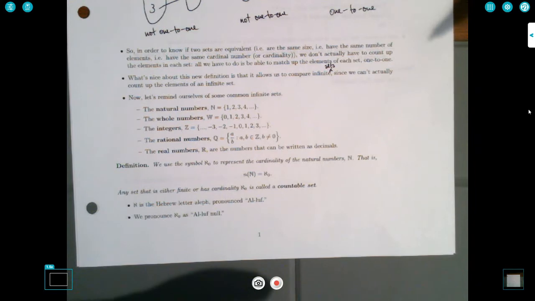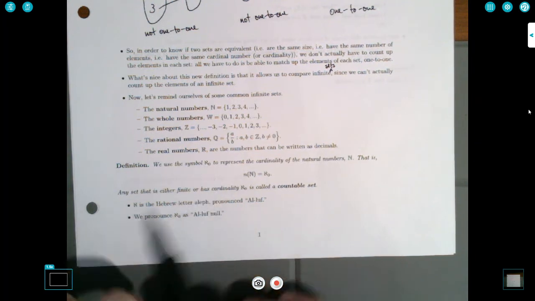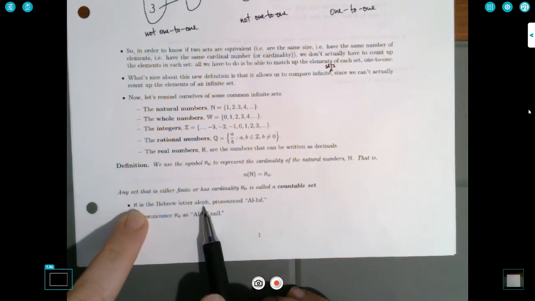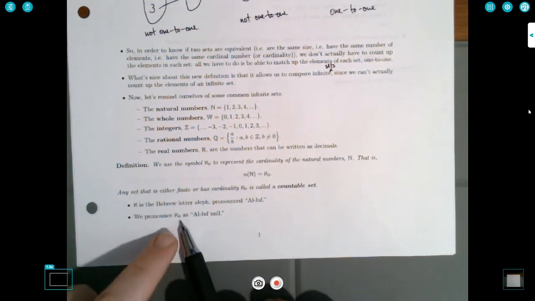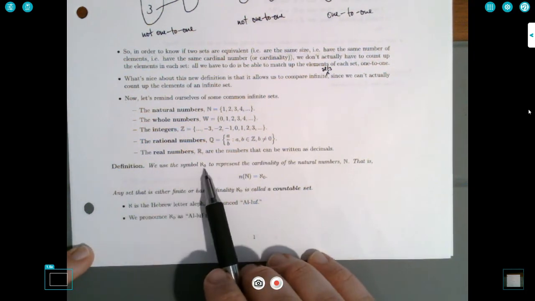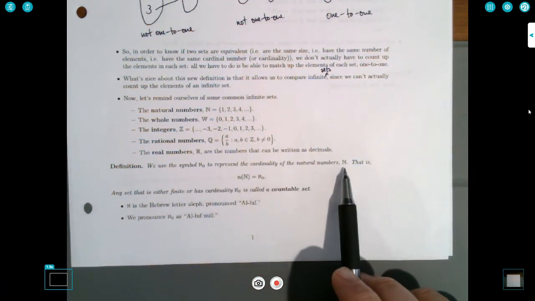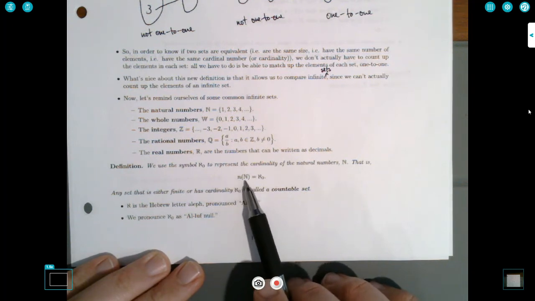So we're going to introduce a new symbol to describe the cardinal number or the cardinality of this set of natural numbers. We use this symbol right here. This letter is the Hebrew letter Aleph, the first letter in the Hebrew alphabet. When we put a little 0 on there as a subscript, we oftentimes read the 0 as null, so this is called Aleph null. That's how we pronounce this symbol. We use Aleph null to represent the cardinality of the natural numbers N. In other words, the cardinal number of the natural numbers is Aleph null.